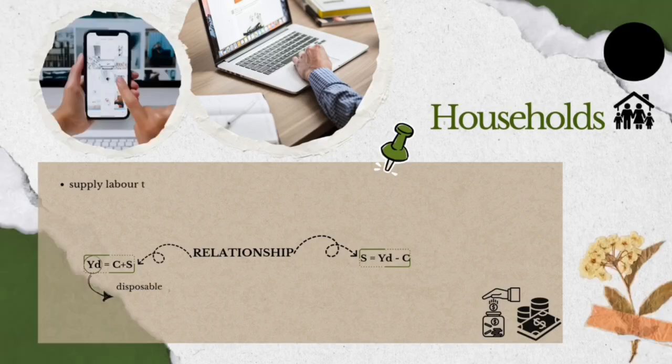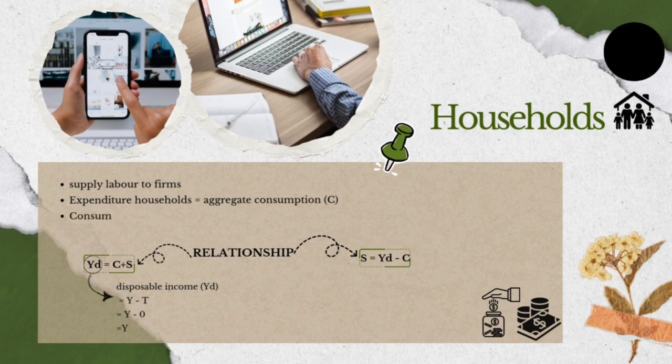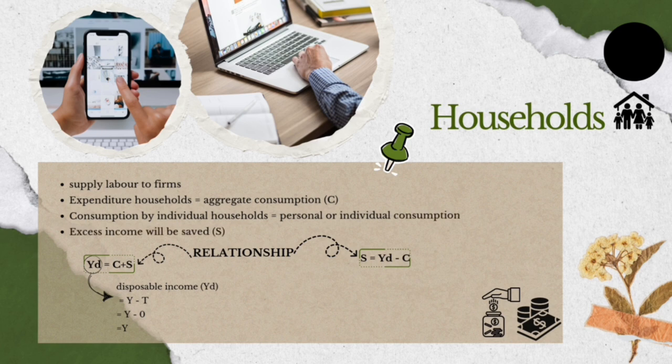First element in a two-sector economy is household. Household supplies labor to a firm and receives income. Using that income, household will spend to get goods or services, and it's known as aggregate consumption or C. Consumption by an individual household is known as personal or individual consumption, while the balance of expenditure is known as saving or S.